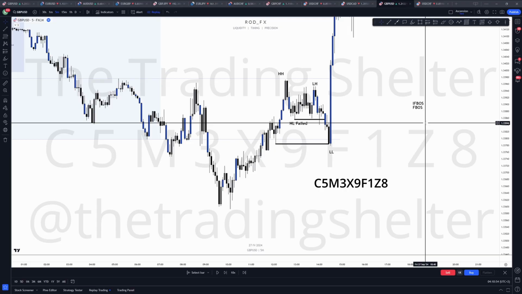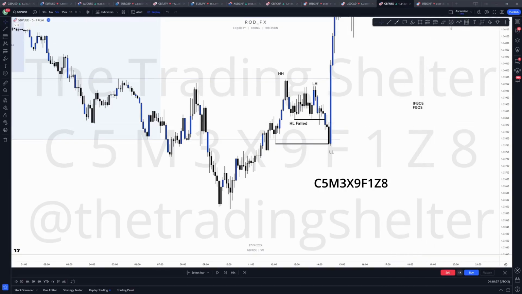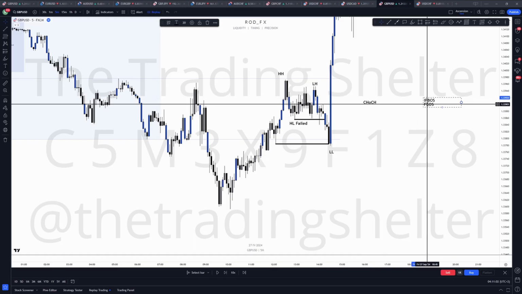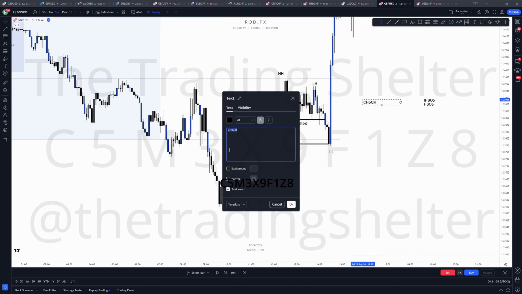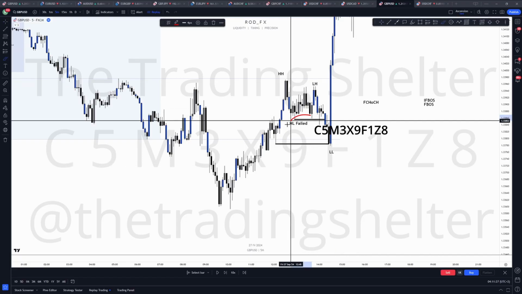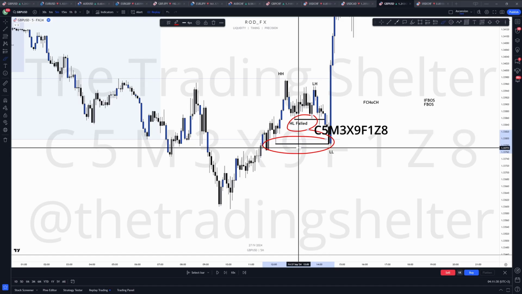Both of them do the same thing. They create what we call a change of character. I just think that IFBOS and FBOS are cuter than an F change of character, right? I think we could call this a false banana if you want. The intentions are the same. So it's very important that when you submit your tasks and ask us to check your charts, you don't get confused if educators mark those false breaks of structure differently. The intentions are the same.